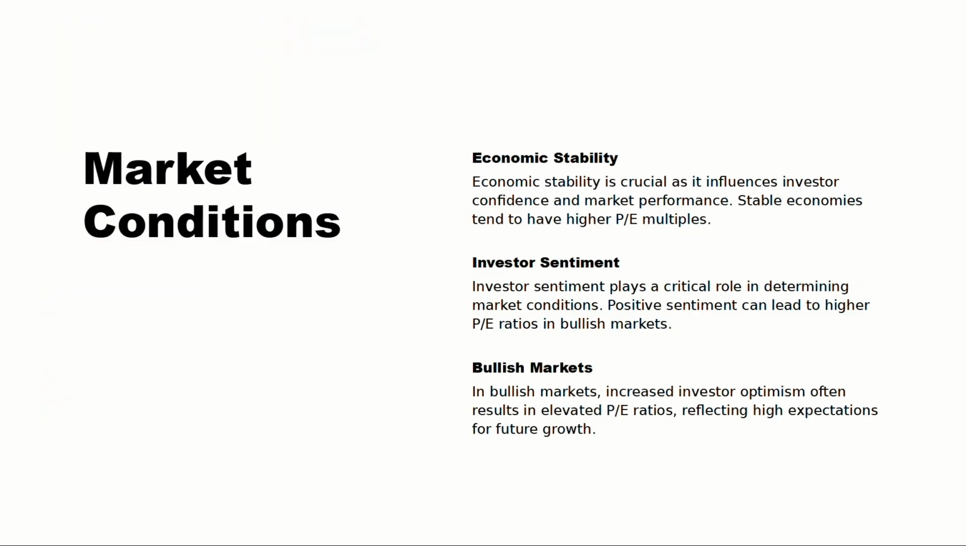Market conditions, economic stability. Economic stability is crucial as it influences investor confidence and market performance. Stable economies tend to have higher PE multiples. Investor sentiment. Investor sentiment plays a critical role in determining market conditions. Positive sentiment can lead to higher PE ratios in bullish markets. Bullish markets. In bullish markets, increased investor optimism often results in elevated PE ratios, reflecting high expectations for future growth.